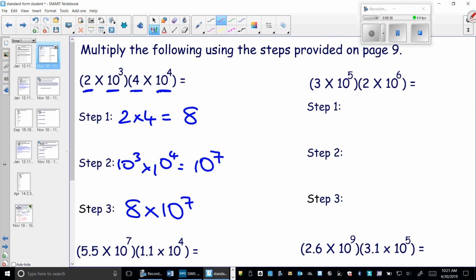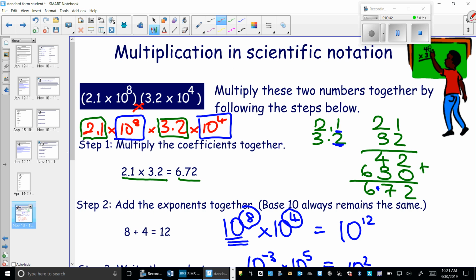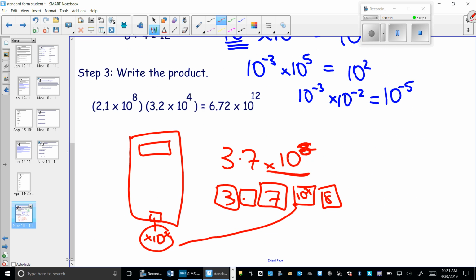Sorry? So was that on the last page? No. Yeah, so I remember I just got you to tell yourselves how to use your calculator. It's on this page.